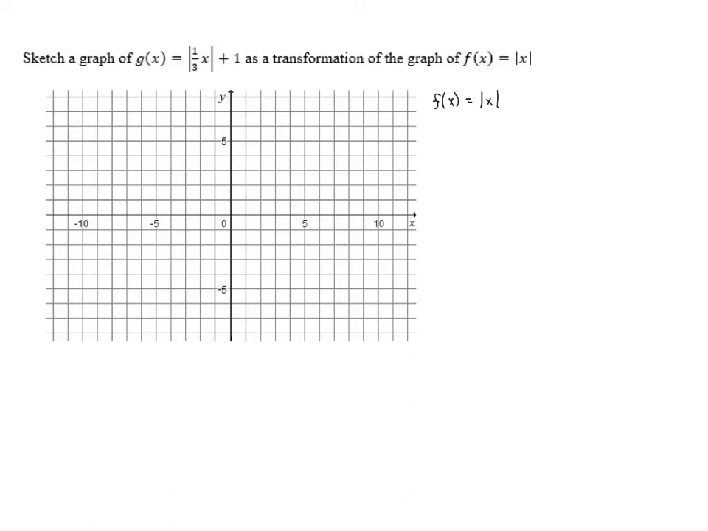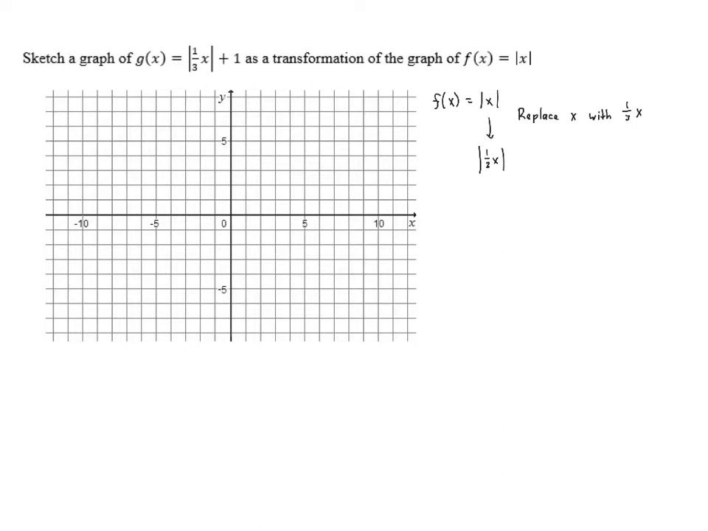Now the first thing we can do, inside the absolute value symbols, inside that main function, is replace x with 1/3 x. Now what that does is it's going to be a horizontal transformation because it's happening inside the function. It's happening to x. And because we're multiplying by something, it's going to be a horizontal stretch or shrink.